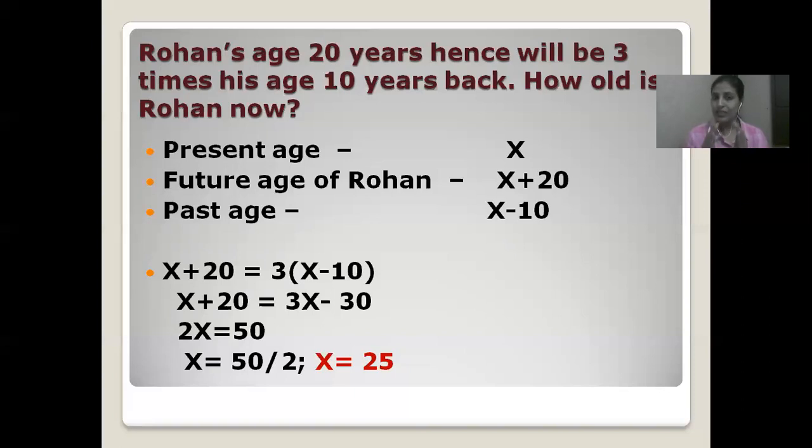So that is 20 years hence Rohan's age is x plus 20, that is equal to 3 times his age 10 years back. That is 3 into 10 years back age, which means x minus 10. You have to subtract 10 from x, that is x minus 10. So x plus 20 equal to, you open the bracket, 3x minus 30. 3 into 10, 30. So taking the x terms to one side, 2x equal to 30 plus 20 is 50. X equal to 50 by 2, that is x equal to 25. So Rohan's present age is 25. The problem solved. So let's have a look at another problem.